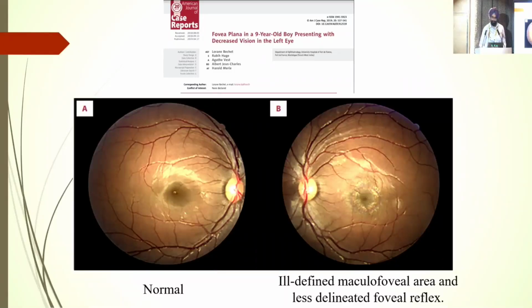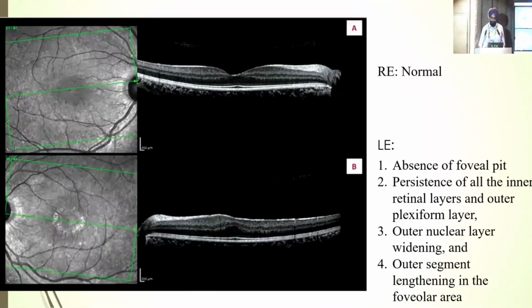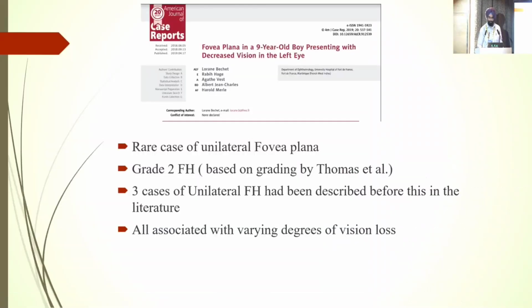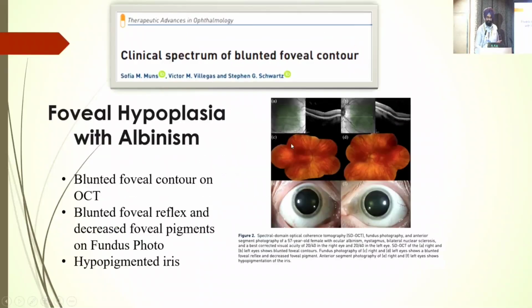This case was reported in a 9-year-old boy, with an ill-defined maculofoveal area with a less delineated foveal reflex. The left eye showed absence of foveal pit, and by the classification by Thomas, it was again grade 2. Before this, these cases were not reported. Only 3 had been described before this report, all with varying degrees of vision loss. It has been reported with albinism.